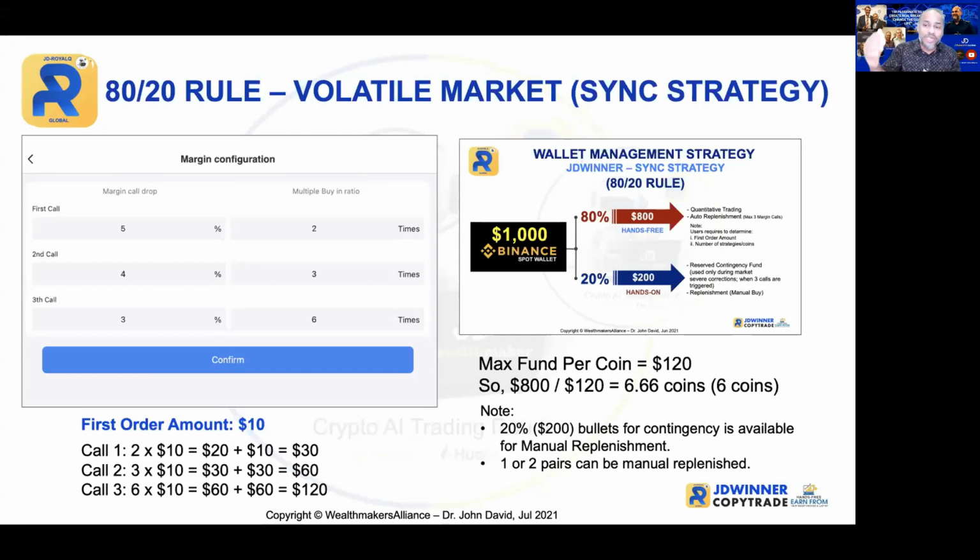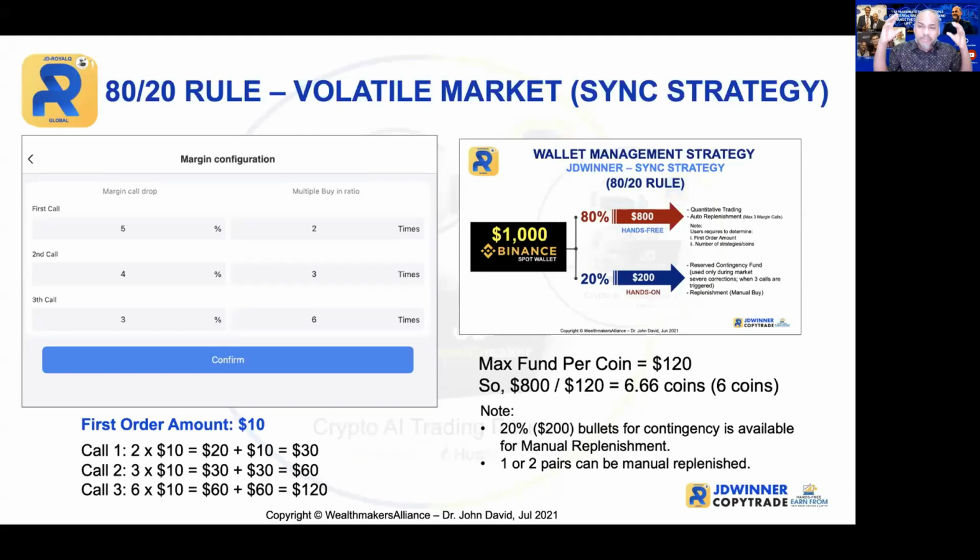Now, when you do the manual replenishment, don't do manual replenishment for all the coins. You tackle one by one. So you do 1 or 2 pairs or 2 coins first. And once this coin is triggered and closed in profit, then you will have more fund in your trading fund, and then you can do the rest of the coins one by one.